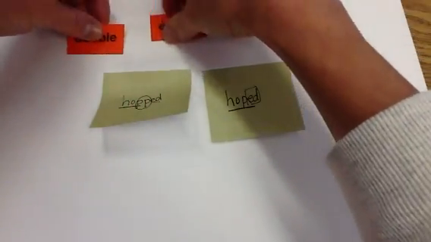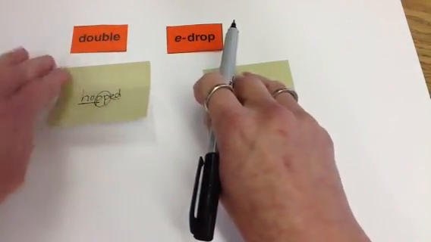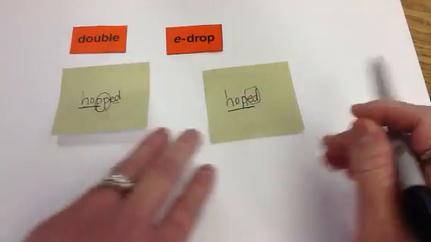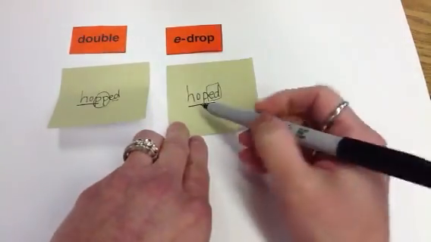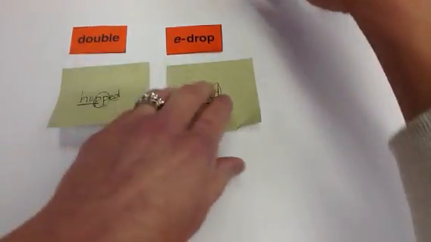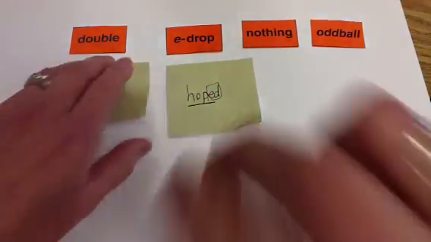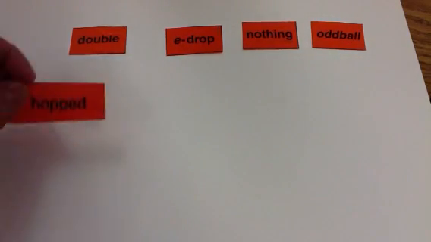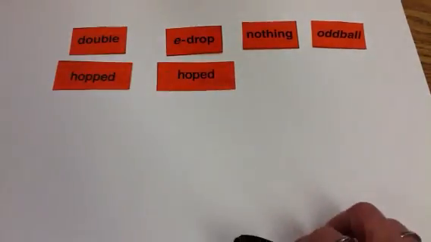I'm going to pull down our category cards for this sort. We have double, which when we look at the word hop, when we added the ed ending, we doubled the consonant in the middle of the word. Then we have E drop. Here we had the base word hope, and we had to drop that original E to add the ed ending. And then we have a nothing category and even an oddball category. Let me get these out of here. And these are the words we just discussed. We have hopped and hoped. And now we're going to look at another word.